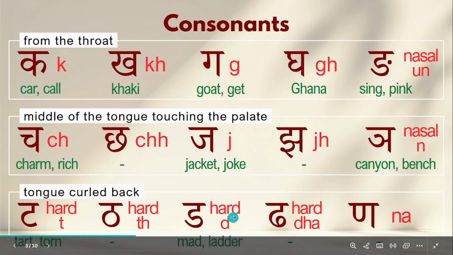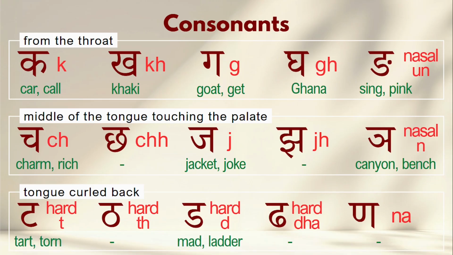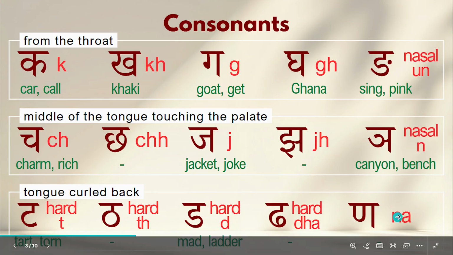Then this is d, which is in mad, ladder. So it's d, and then more than that, it's dh. It's still the same space. Then you have rang. There's an n sound again in the same space, in the same way. You take the tongue, you curl it, and then you push it out, right? You flick it, sort of a thing. So it's t, th, d, dh, rang.